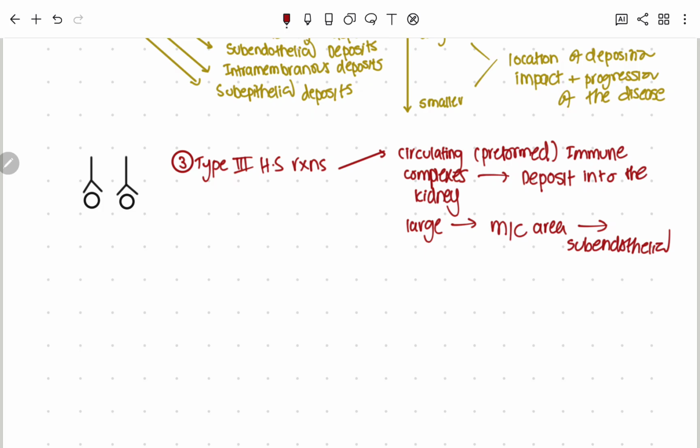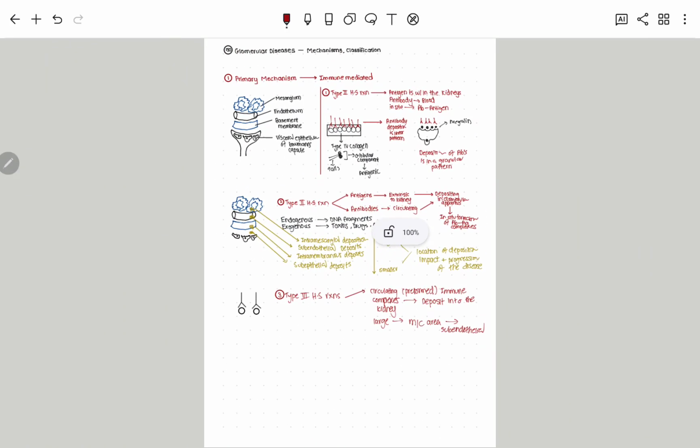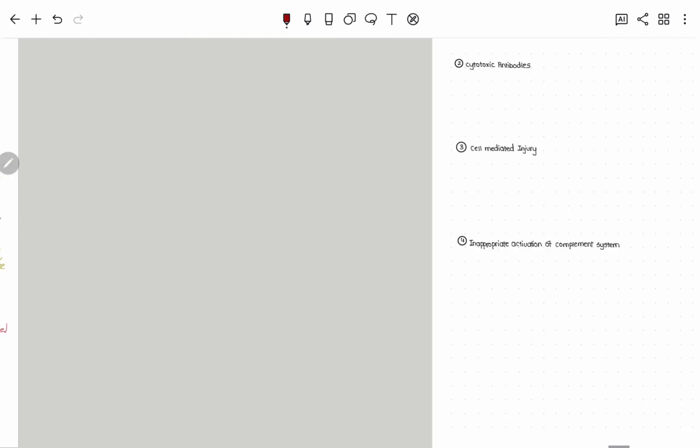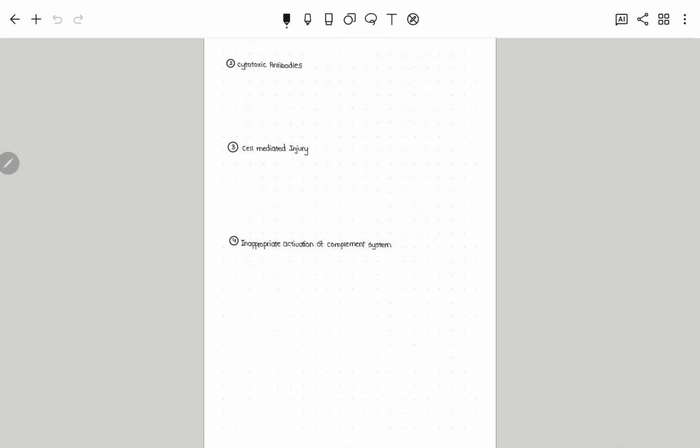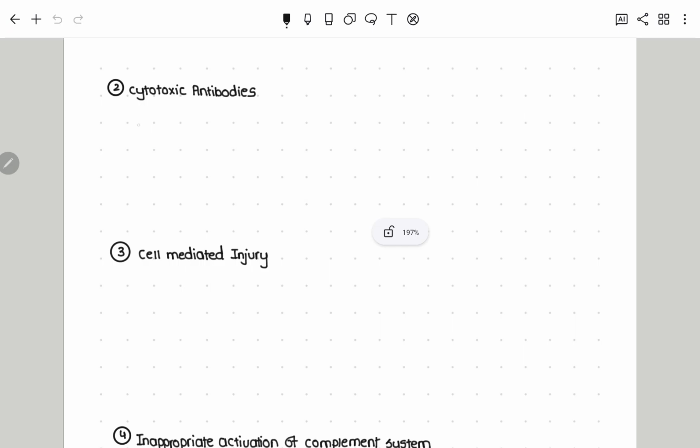More on that in the questions to follow, but that is a basic overview of some of the important hypersensitivity reactions that are associated with causing glomerular damage. Then, what are some of the other causes that can cause glomerular damage and are still classified as primary? You can have direct cytotoxicity by antibodies.